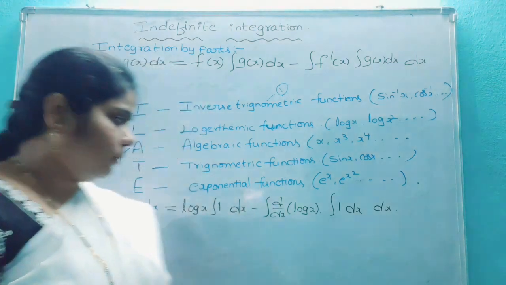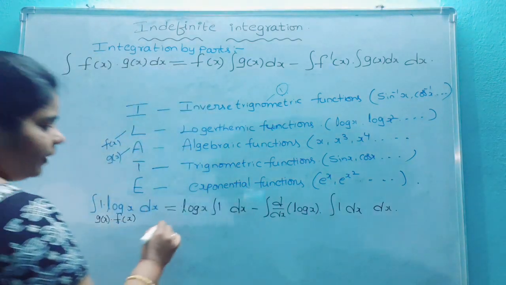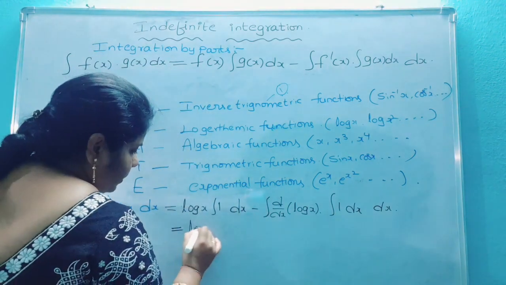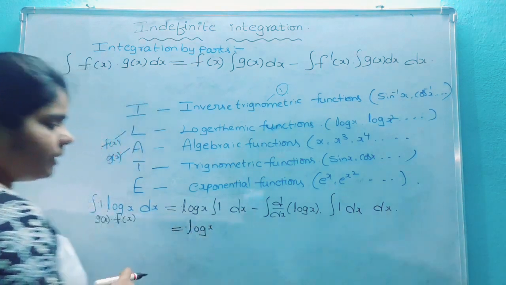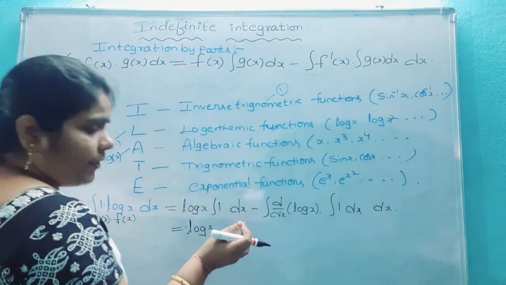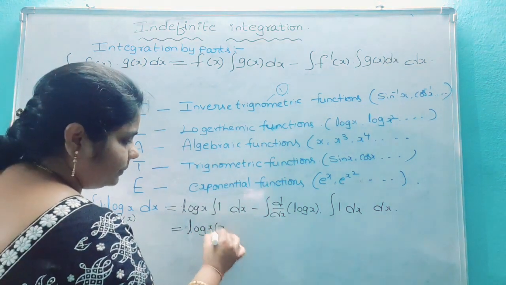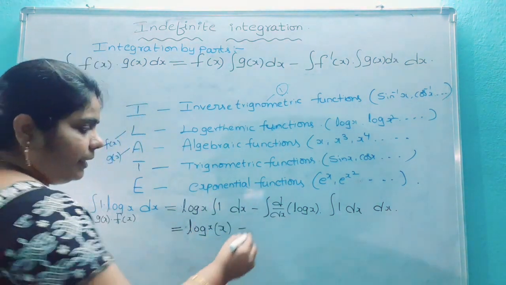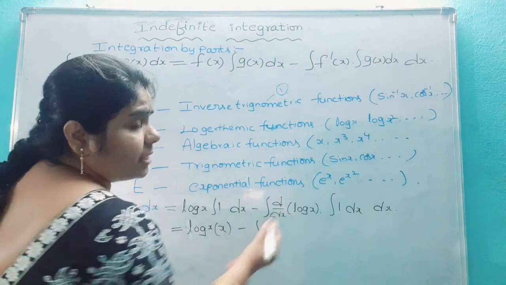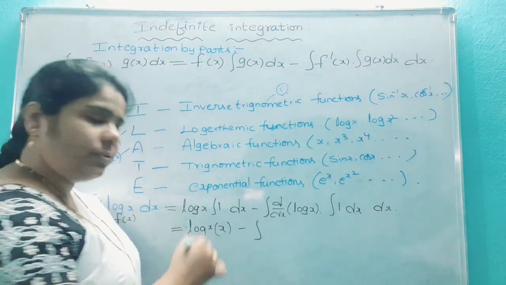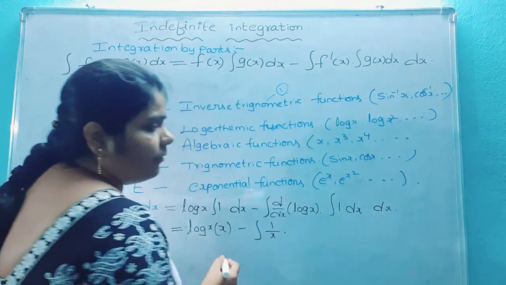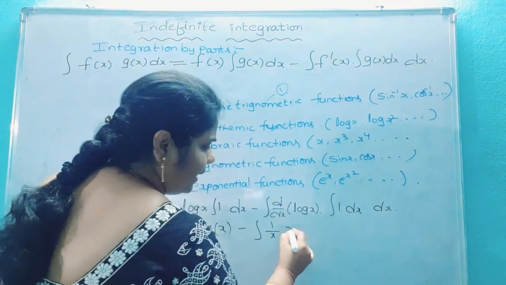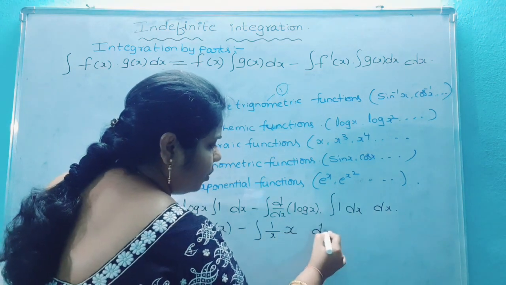Okay, now take the simplification. Log x into integral of 1 dx, we have the formula, that is x, minus integral of d by dx of log x. Differentiation of log x is 1 by x, into integral of 1 dx. Integral of 1 dx is again x, whole dx.